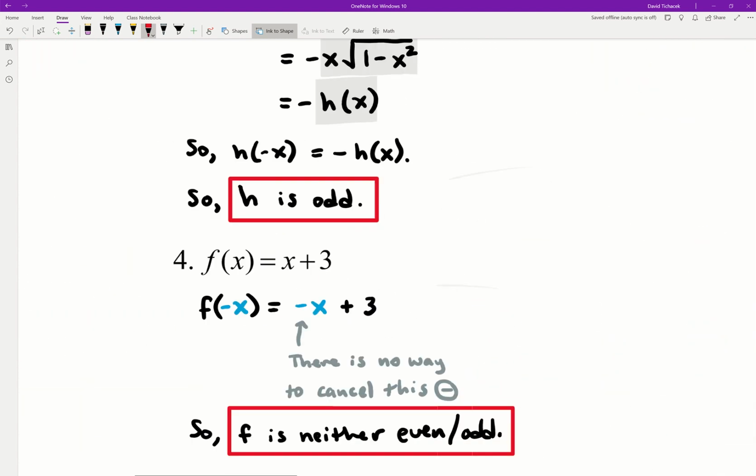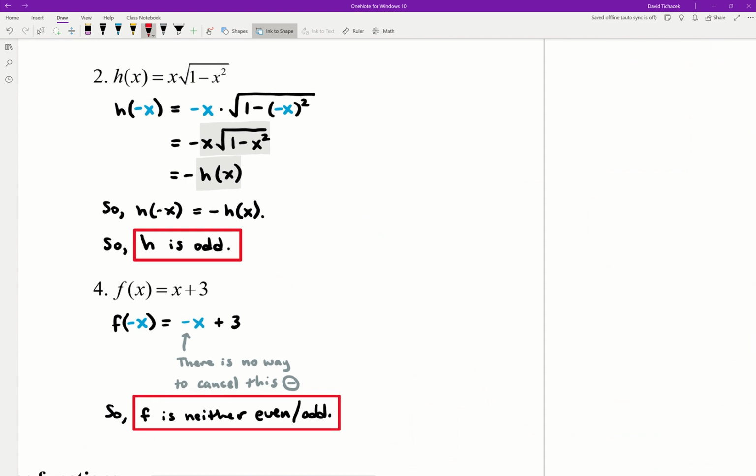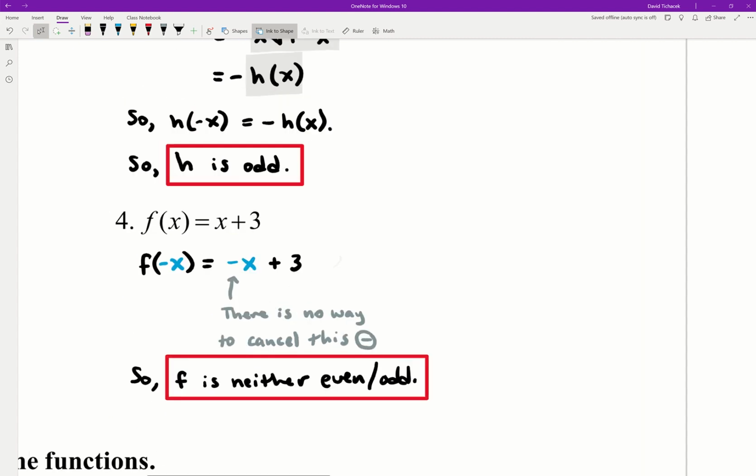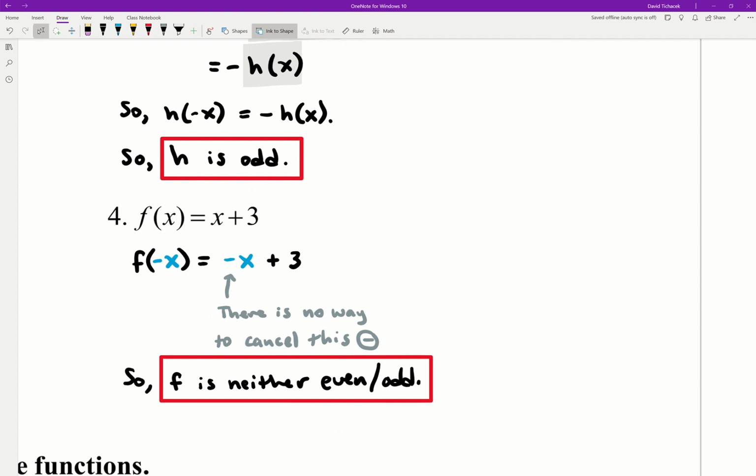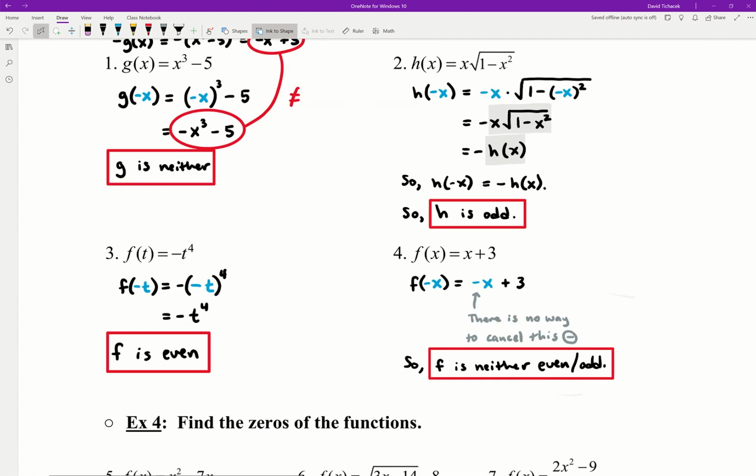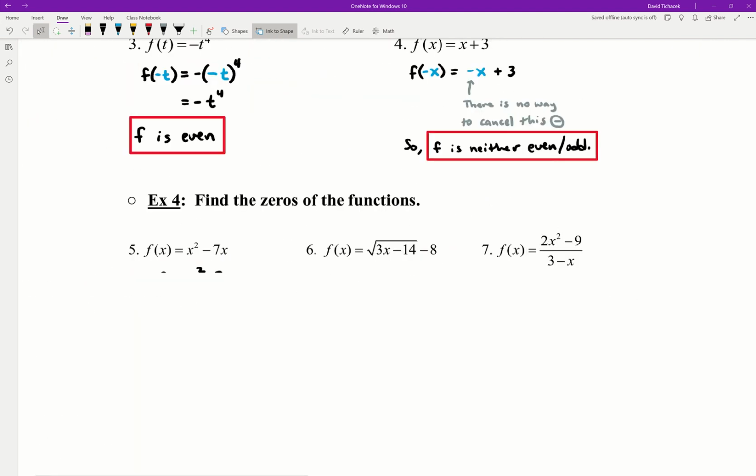I already did the next two examples here for us. You'll notice that in example 2, after doing the work, that is odd because we end up with negative h of x there in number 2. And then number 4, that is another one that is even. Oh, sorry, not even, goodness. That is another one that is neither, I meant to say. Again, because there's no way to cancel out that extra copy of the negative, and there are no original negatives in that original version of the formula there as well. Okay, so again, talked about even and odd before, so just a bit of review.